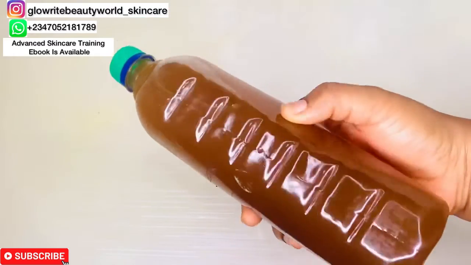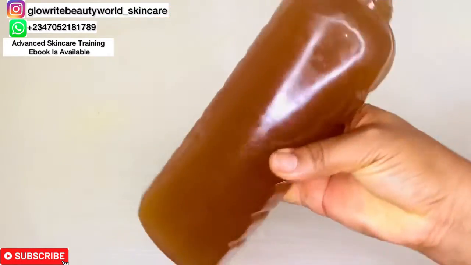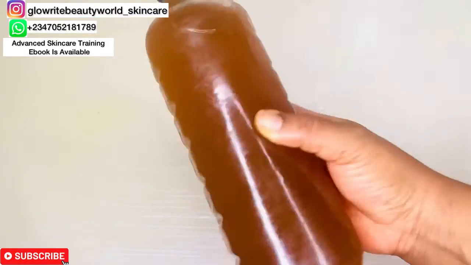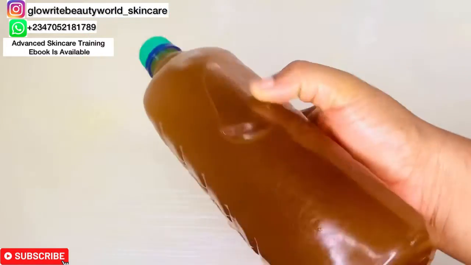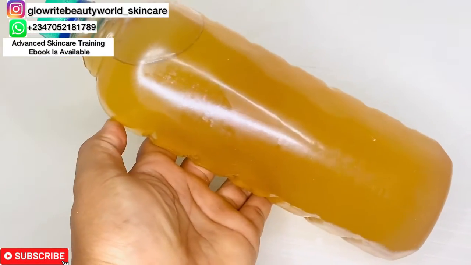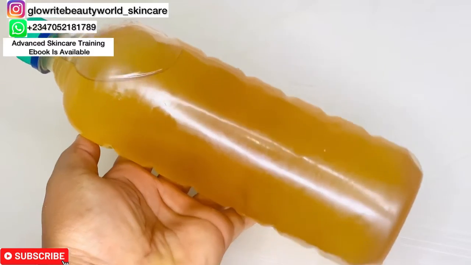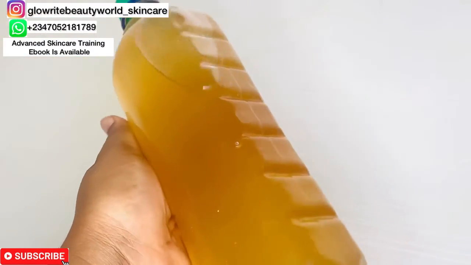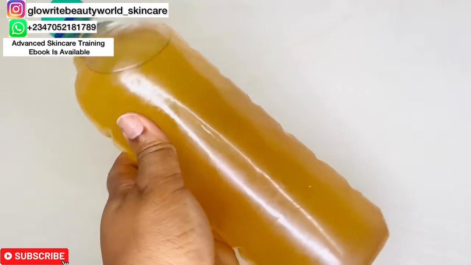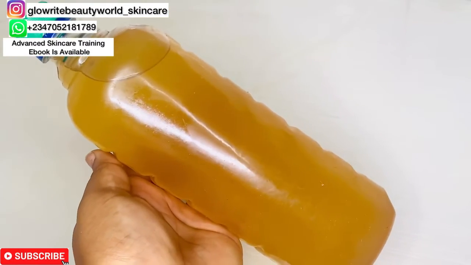So here is the sandalwood oil. This is how it looks when you filter it for the first time, and we are still going to filter it again because there are some particles in it. So here is how your sandalwood oil should look after you have filtered the last particles out of it. This oil is very good.